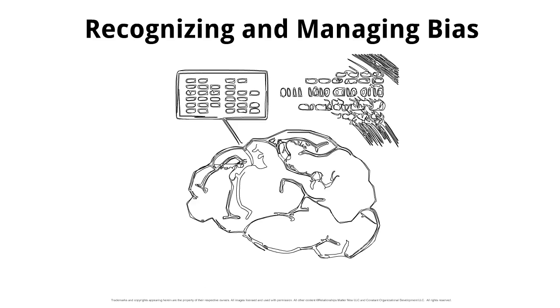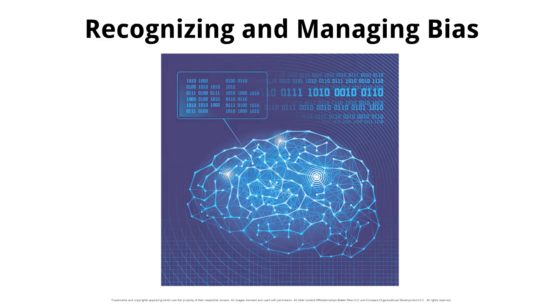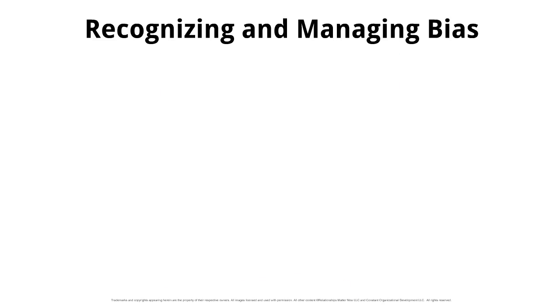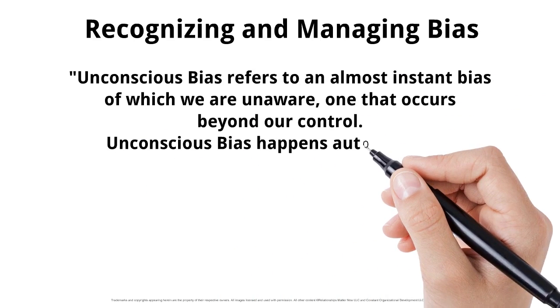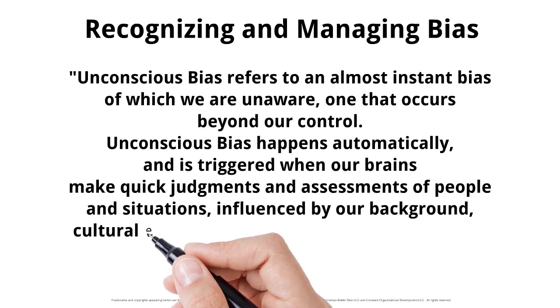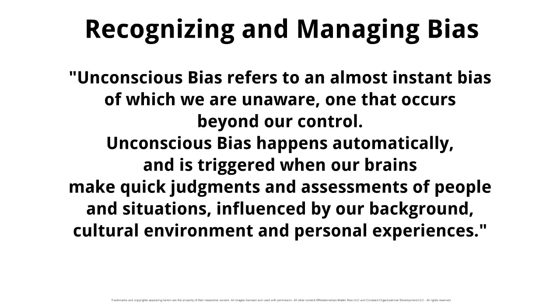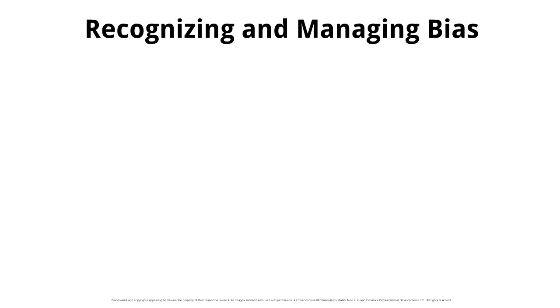Research indicates that we process millions of pieces of information in our daily lives. Our brains create shortcuts and use our accumulated knowledge to assess situations quickly and act appropriately. Unconscious bias refers to an almost instant bias of which we are unaware, one that occurs beyond our control. Unconscious bias happens automatically and is triggered when our brains make quick judgments and assessments of people and situations, influenced by our background, cultural environment, and personal experiences.